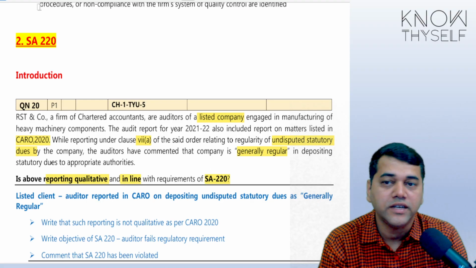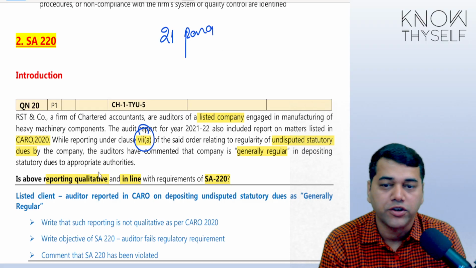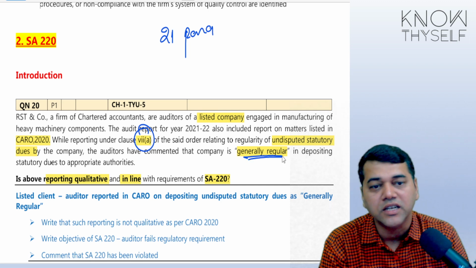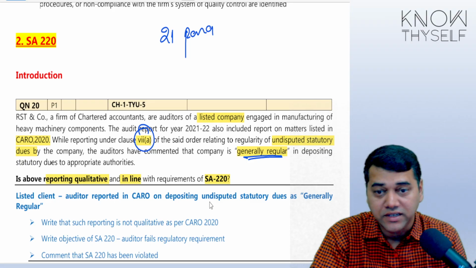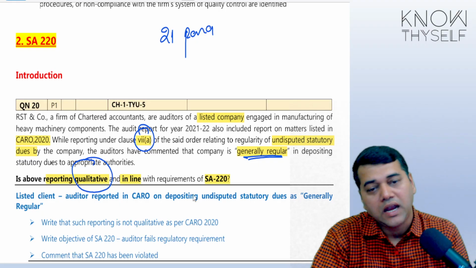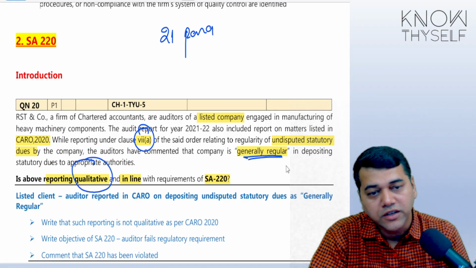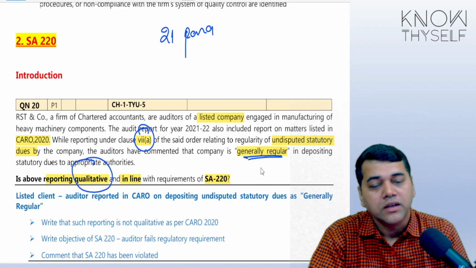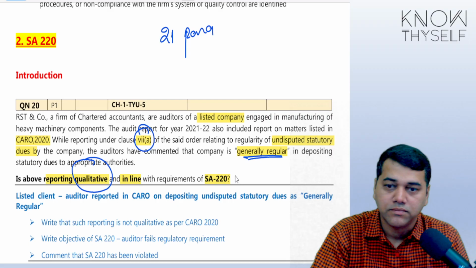Now, what did the auditor say in the report? He has to report on the 21 para. One of the paras talks about the undisputed statutory dues, and he said it is generally regular. Now, is he supposed to quantify it, or is it just qualitative information he is supposed to provide? And if it happens to be quantitative, is this report, when he told it is generally regular, appropriate? Has he complied with the regulatory requirements?